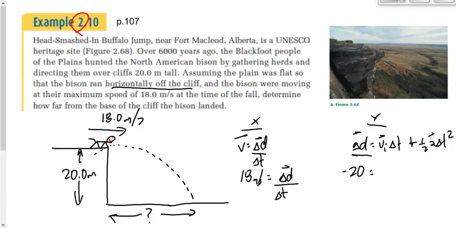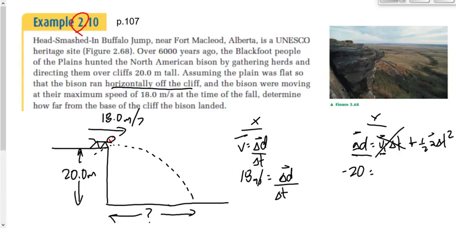Do we know what Vi is? What is it? Right. Correct. It's 0. Why is it 0? How fast are these bison running up? They're not running up. They're running across.